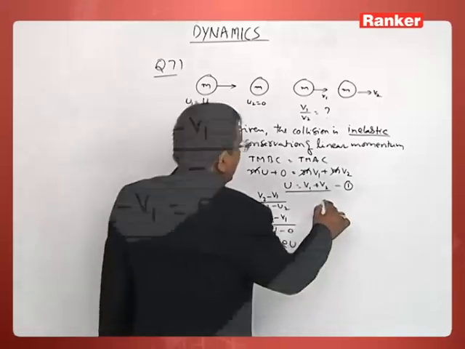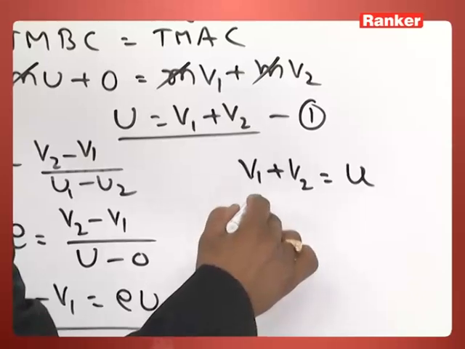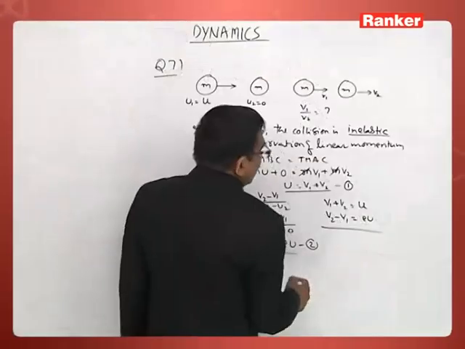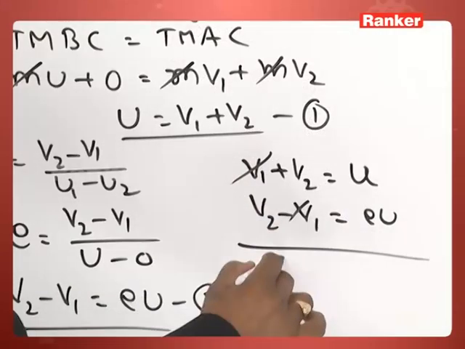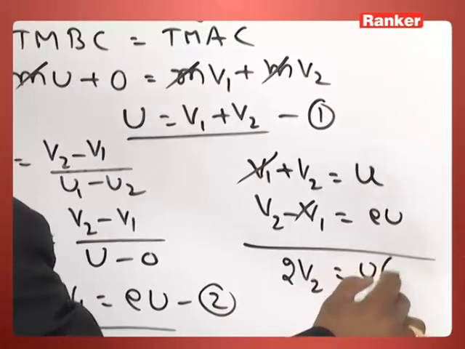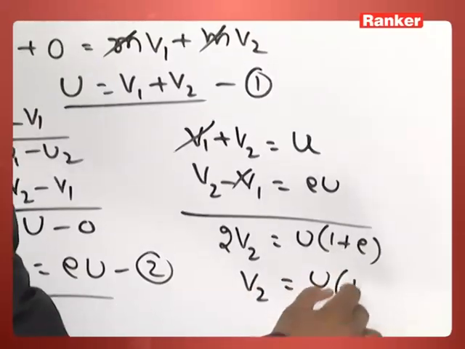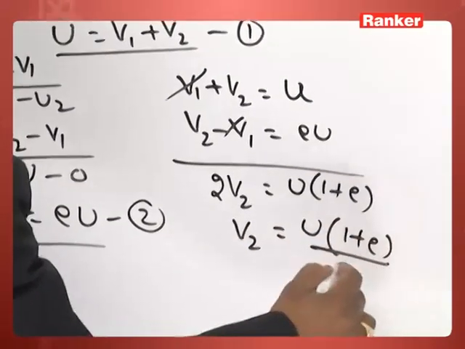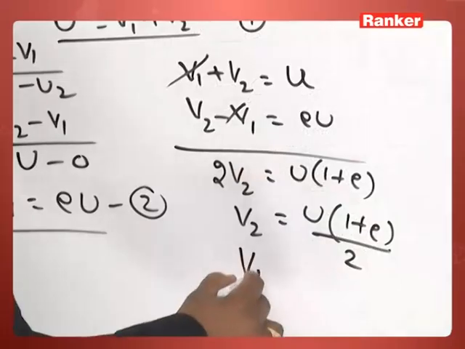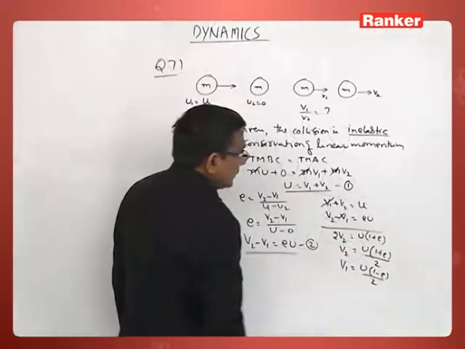Let us solve that. Write both equations in one place. v1 plus v2 is u, and v2 minus v1 is EU. If you add these two equations, v1 gets cancelled. So 2v2 is equal to, if you add, u, you take common 1 plus e. So v2 is equal to u into (1 plus e) by 2 you are going to get. This v2 you substitute in any one of the equations. You get v1 as u into (1 minus e) by 2.